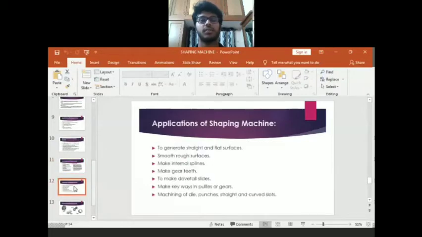Here are some of the applications of the shaper machine: to generate straight and flat surfaces, smooth and rough surfaces, make internal splines, make gear teeth, make keyways in the pulleys and gears, make dovetail slides, and machine dies, punches and curved slots.